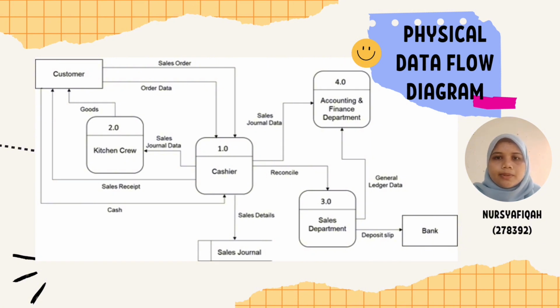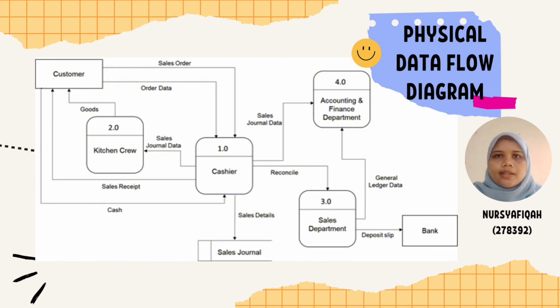As we can see from the diagram, there are two external parties involved, which are customer and bank. Besides, the diagram also involves four entities, which are cashier, kitchen crew, sales department, and accounting and finance department.